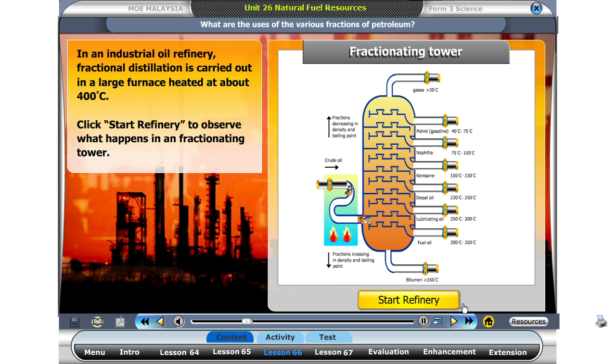Crude oil is heated to temperatures of 400 degrees Celsius. The mixture boils, forming vapor. The vapor rises through the fractional distillation column. When the vapor reaches a certain boiling point, it will condense to form a liquid fraction. The trays collect the various liquid fractions. The liquid fractions then go to storage tanks or go to other areas for further chemical processing.